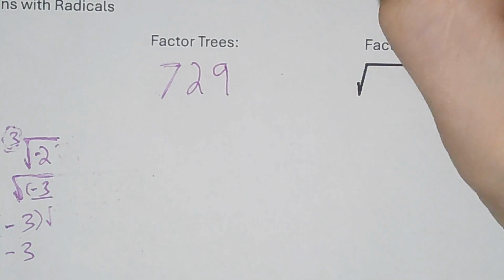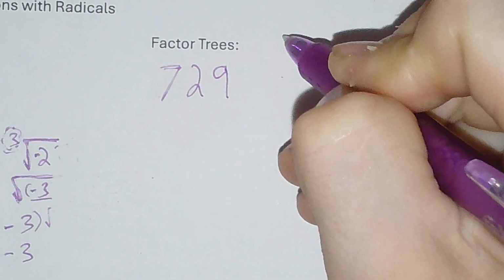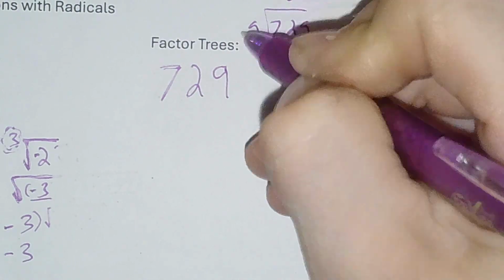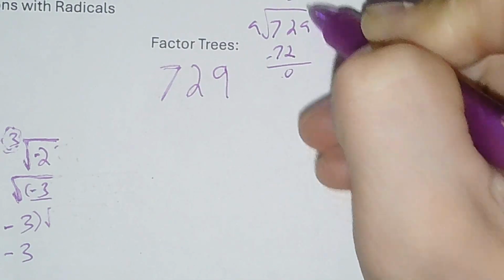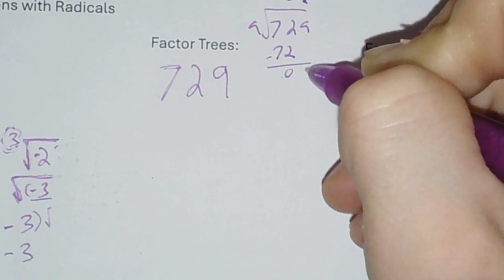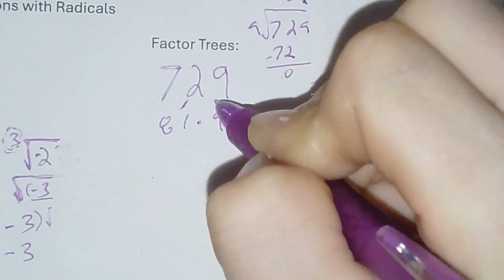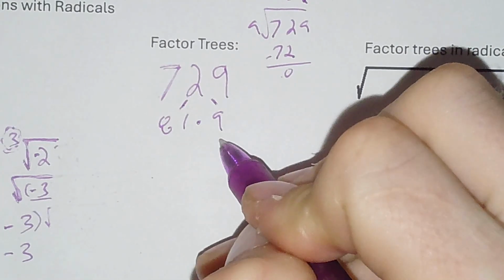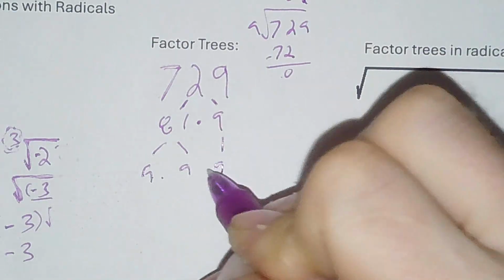So 729 divided by 9, I go, that's 8, this is going to be 72, and it's going to be 0, it's going to be 81. So this is going to be 81 times 9. Okay, those are two factors there. And then I know that 81 breaks into 9 and 9, so I have 3 9s there.